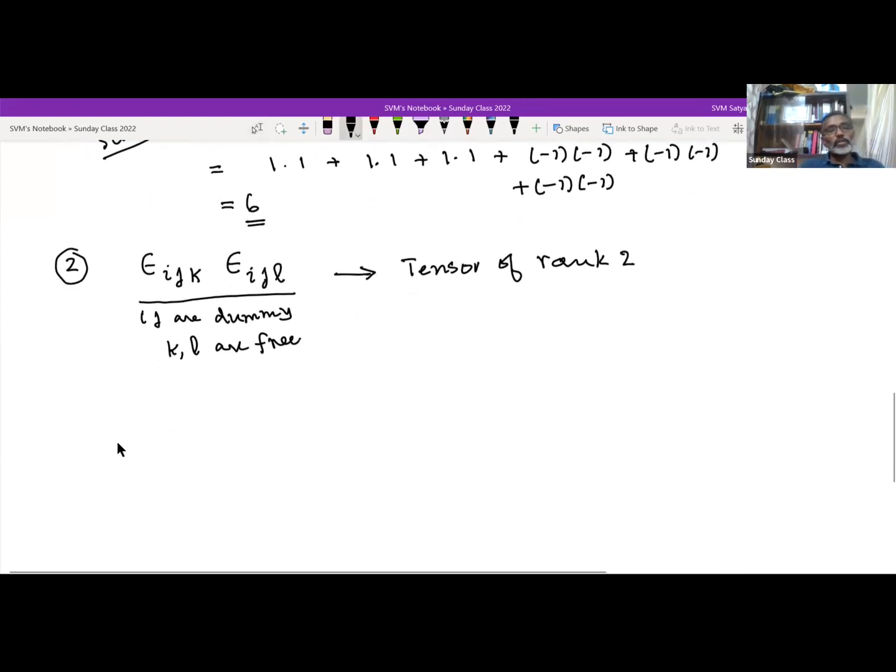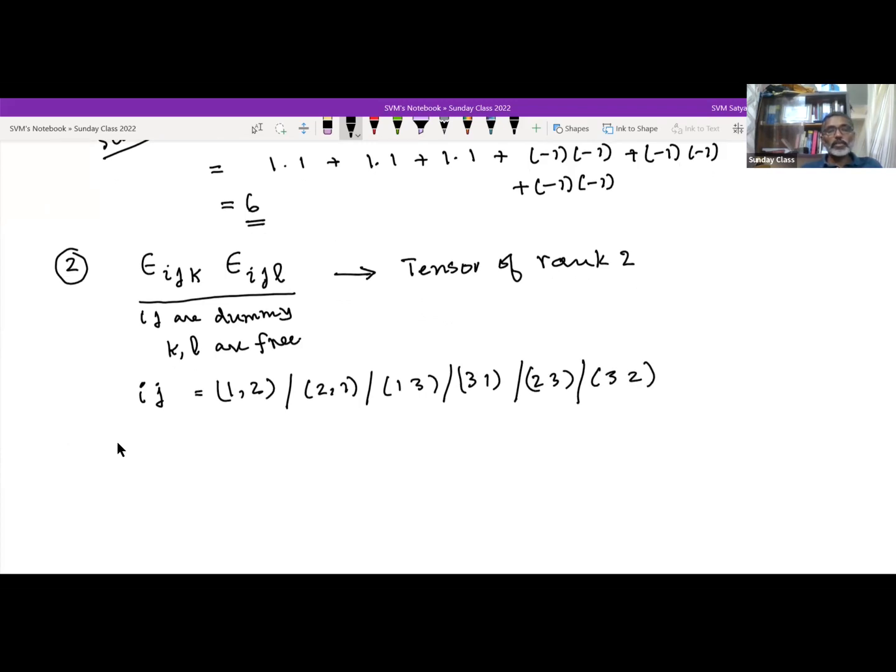Now you have to sum over i and j. Correct? So now i and j cannot be equal, right? So what are the possible non-zero terms i, j can take? i, j can be 1, 2, or it can be 2, 1, or it can be 1, 3, or it can be 3, 1, or it can be 2, 3, or 3, 2. Any other possibility?